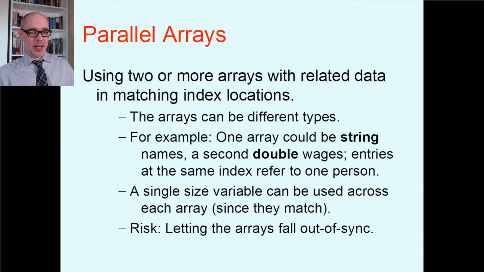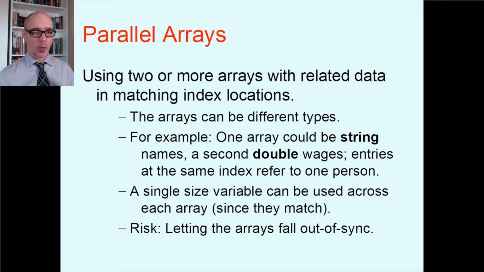Now, let's say, for this example here, I need to record names of employees, and also how much money they make. In this case, I can make two separate arrays, one for all the names, which would be type string, and one which would be type double for all of the wage numbers.